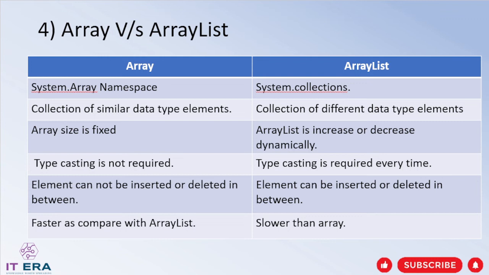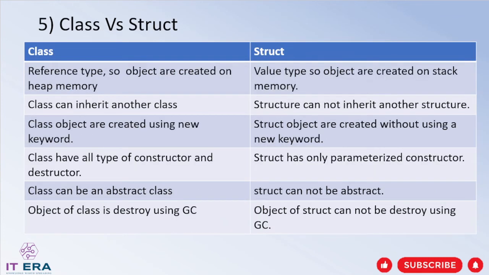In array, elements cannot be inserted or deleted in between, whereas in ArrayList, elements can be inserted or deleted in between. And lastly, array is faster as compared with ArrayList, and ArrayList is slower than array. Okay, moving to the next differences.